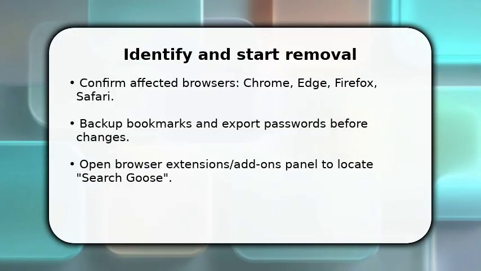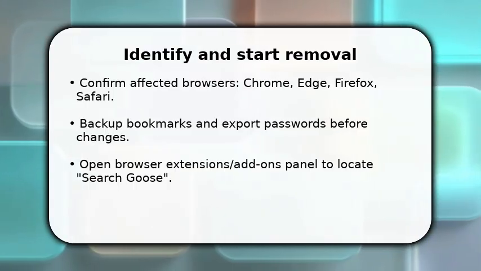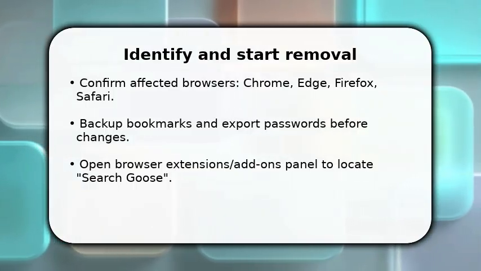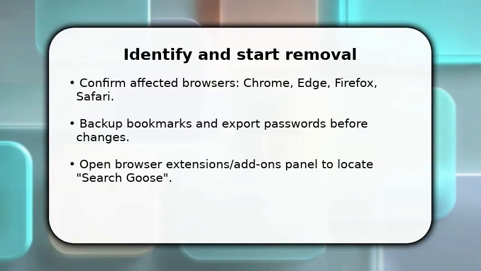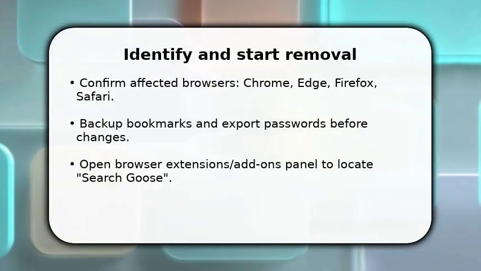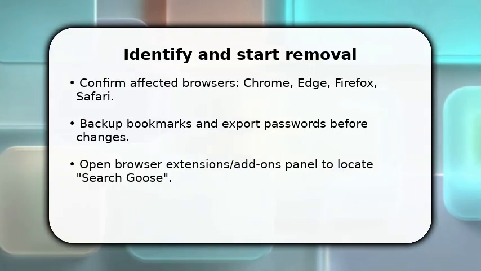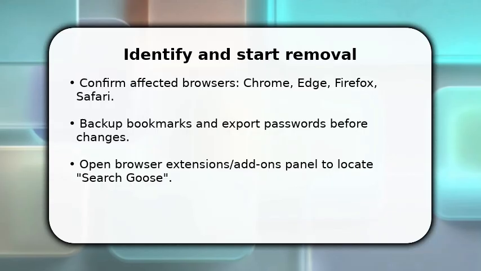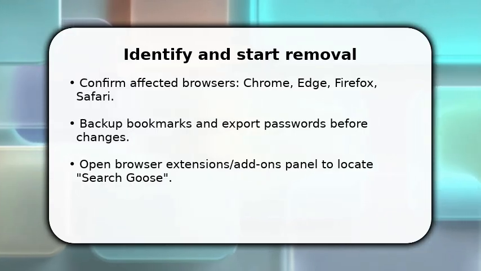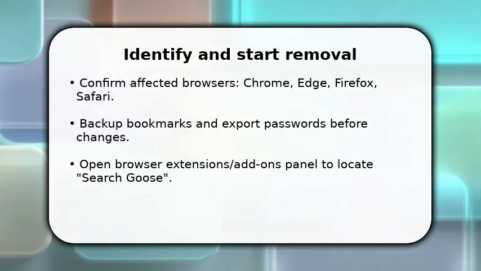You begin by confirming which browsers show Search Goose, because the removal steps differ slightly. Once identified, export bookmarks and important passwords to avoid accidental loss. Next, open your browser's extensions or add-ons panel. This is where you'll first disable or remove the unwanted extension.